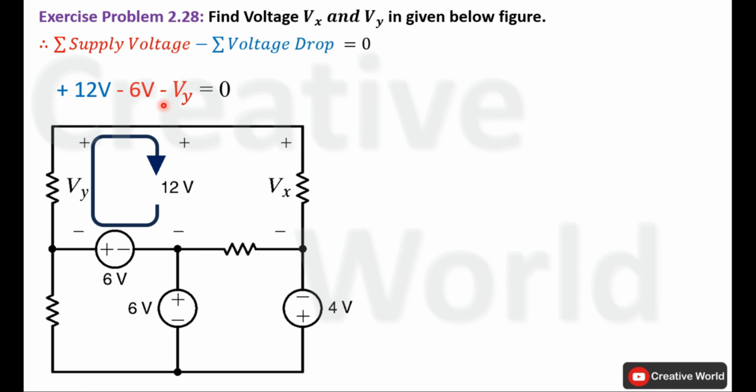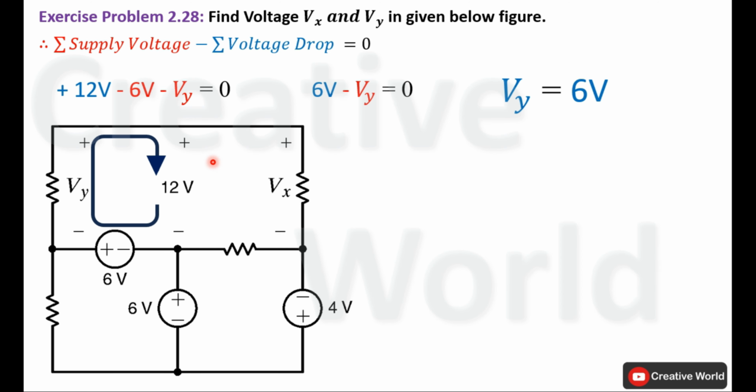Now solve this equation to calculate voltage Vy. Subtract 6 from 12, it will become 6 volt. Now place this minus Vy on the other hand side of equal to make it positive and find its value, that will become 6 volt. So the value of Vy inside the circuit is 6 volt.